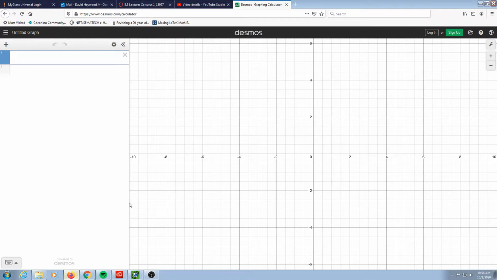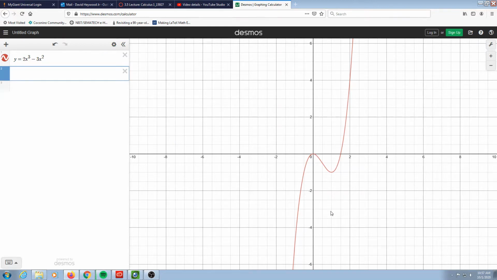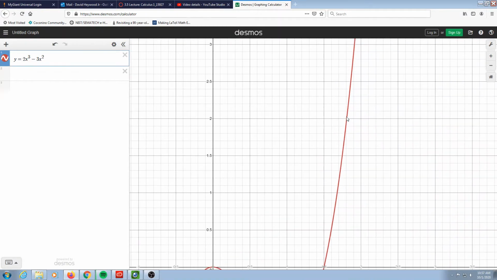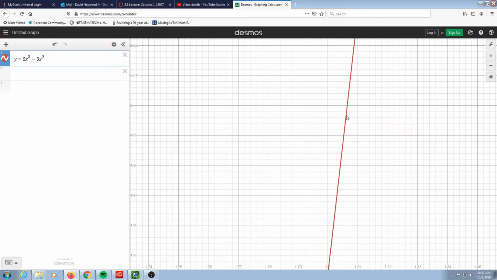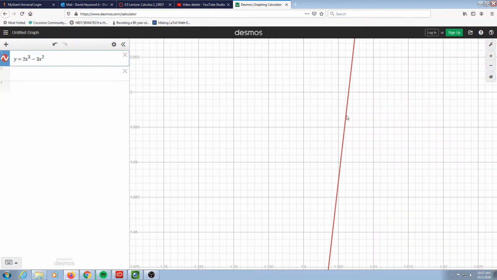So let's take some curve. We'll call it y equals 2x cubed minus 3x squared, or something like that. Okay, that's good enough. So this function is differentiable everywhere, right? So I can pick a point, like maybe this point right here, and if I zoom in on it, then the more I zoom in, the more this just begins to look like a straight line. You see that? It's practically just a straight line the more I zoom in.